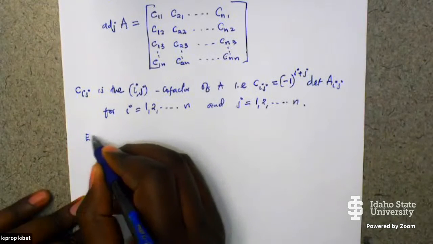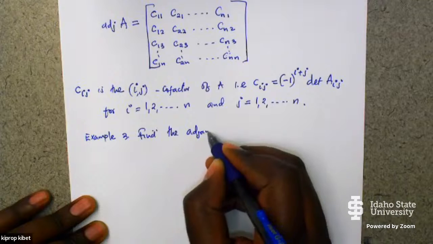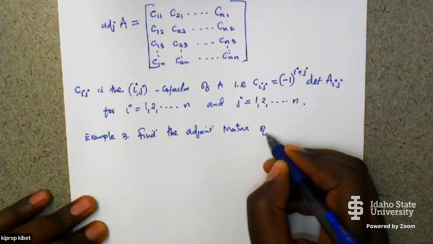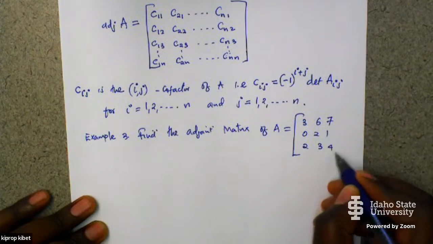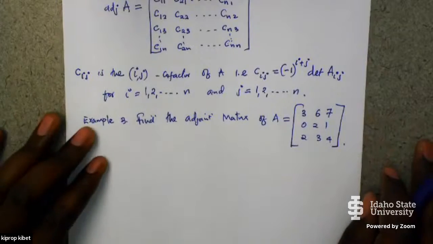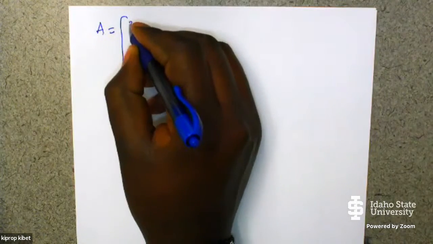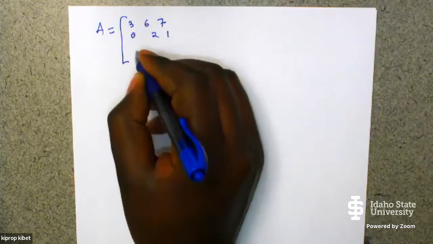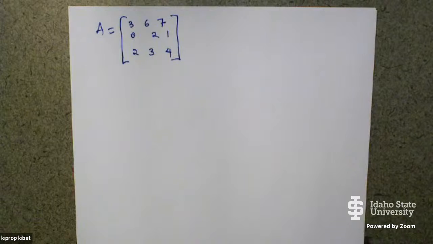So let's work on example number 3. Find the adjoint matrix of A, which is equal to 3, 6, 7, 0, 2, 1, then 2, 3, and 4. So you start by getting the cofactors. So if we have our A to be equal to 3, 6, 7, 0, 2, 1, and then 2, 3, 4. Okay, now let's get the cofactors. So let's start from C11.